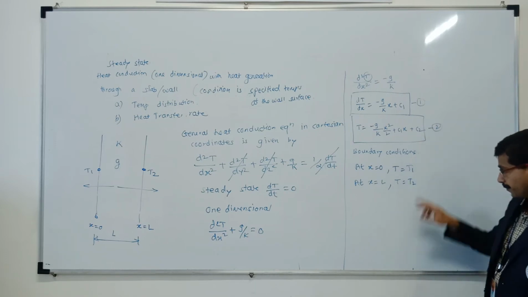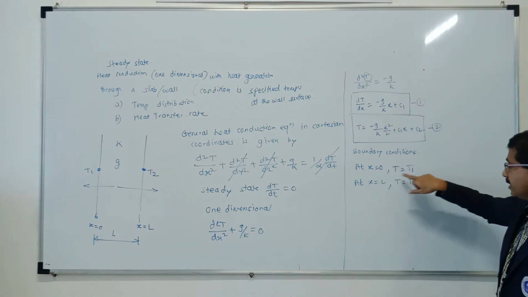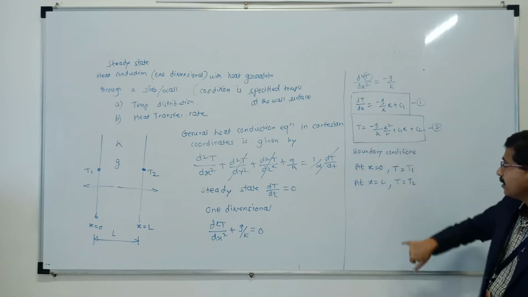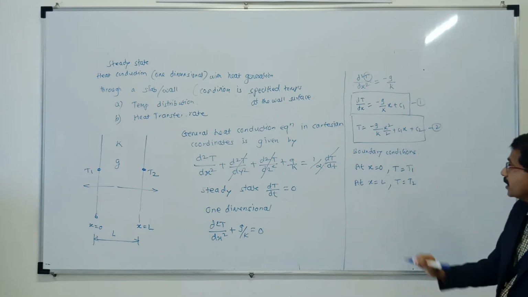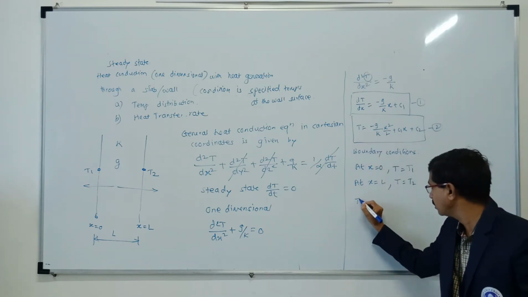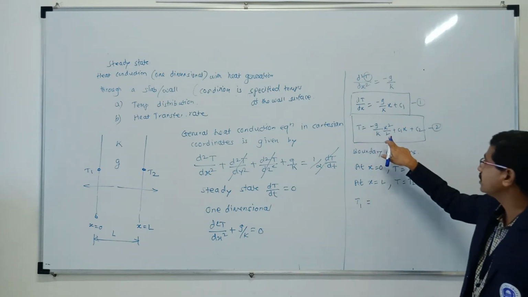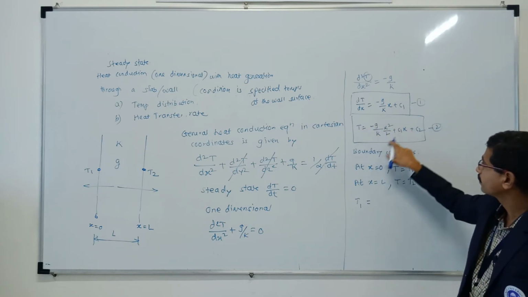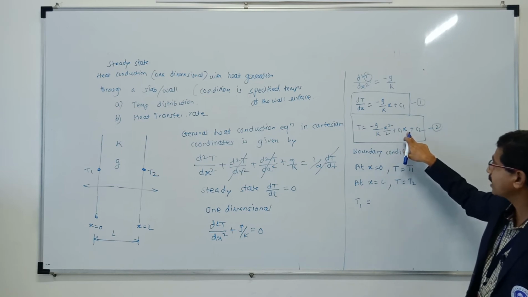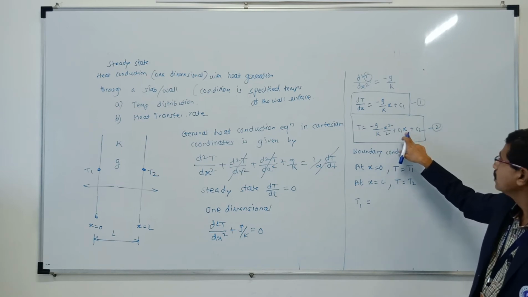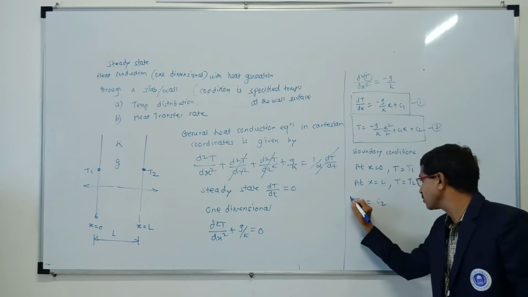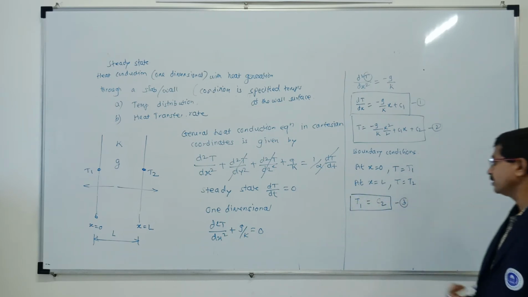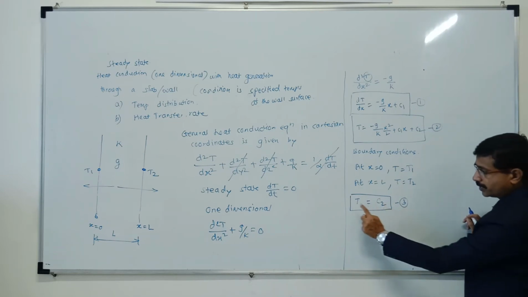Let's do it. I am going to put the first boundary condition, T is equal to T1. So in the second expression, T becomes T1 when x is 0. x is 0 means this first term becomes 0, zero square, this term is 0. c1 into x is also 0, plus c2. So you got the first constant. I will put this as equation 3. I got the value of c2 equal to T1.